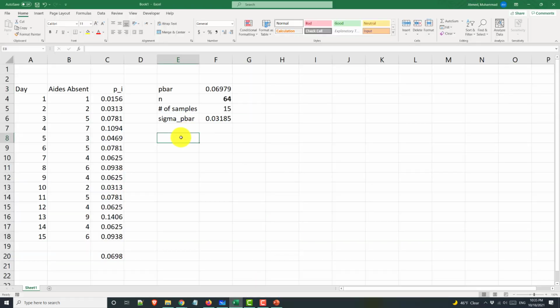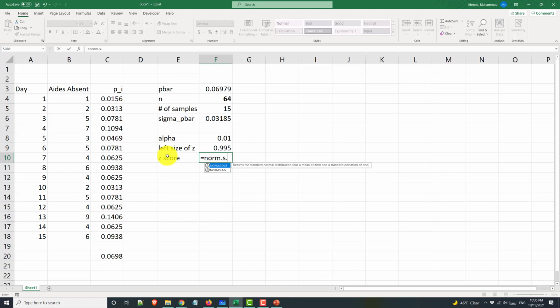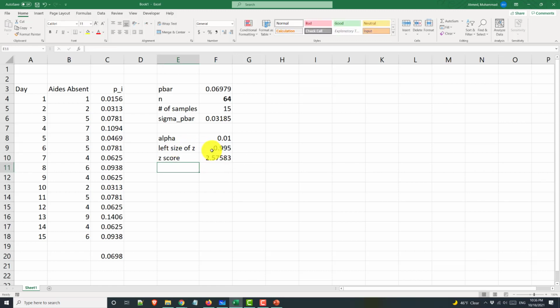So let's do this. My alpha is 0.01, which means left side of z, the probability will be 1 minus alpha over 2, or 0.995, just like we discussed. So my z-score is simply NORM.S.INV, and in brackets I pick this probability to the left of the z value, and lo and behold, my z-score is going to be 2.57583. So now I have everything I need to find the upper and lower control limits.